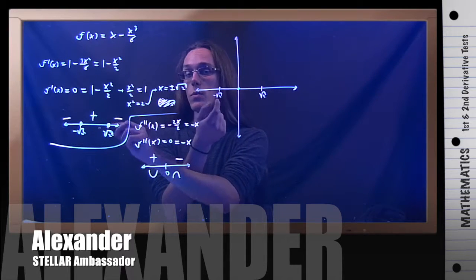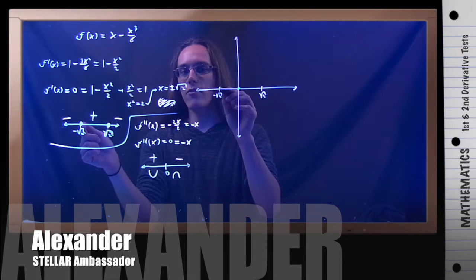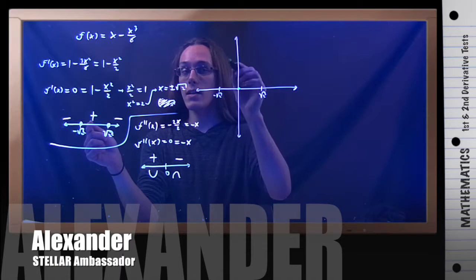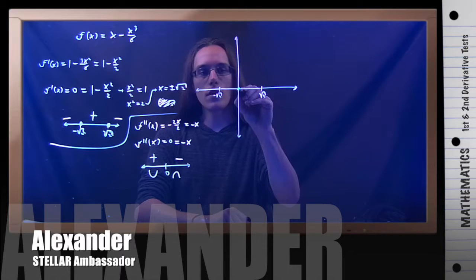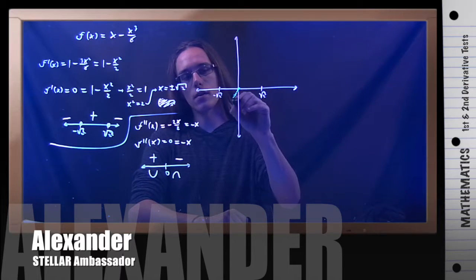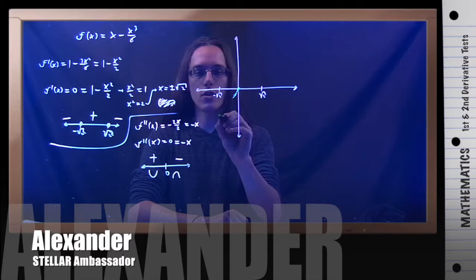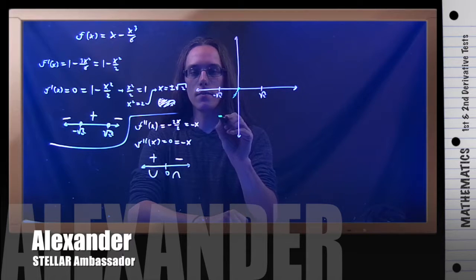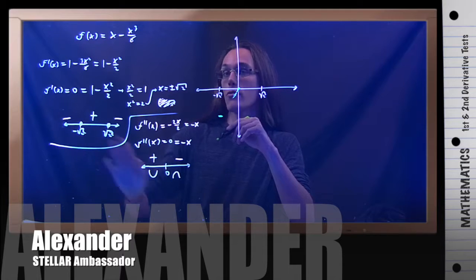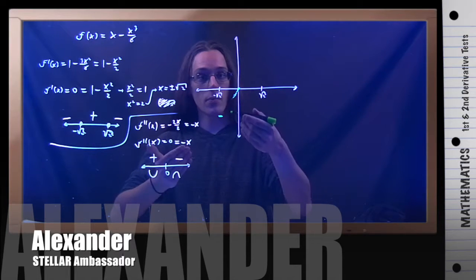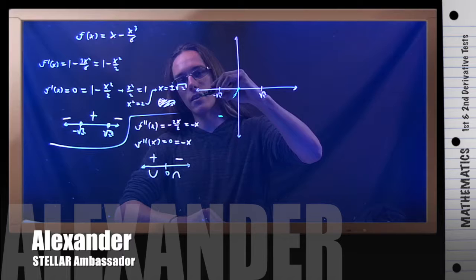In fact, it tells us very explicitly that anything after negative root 2 should be a positive slope. So I can't be curving back down like that. So I know this has to be a positive slope. I also know that I should have a 0 slope here. And what else do I know? I know that to the left of negative root 2, I should have a negative slope. And so it should be going down like this.